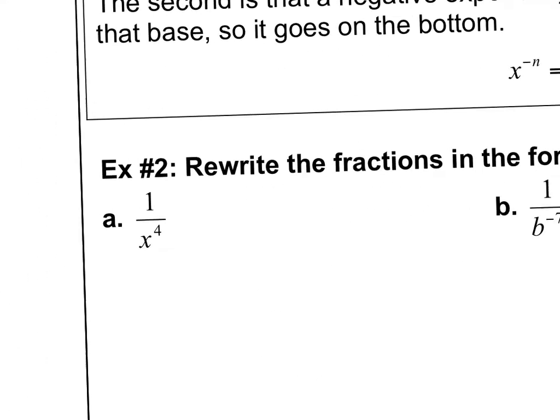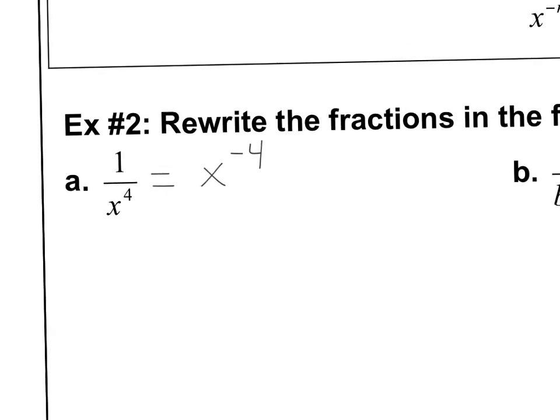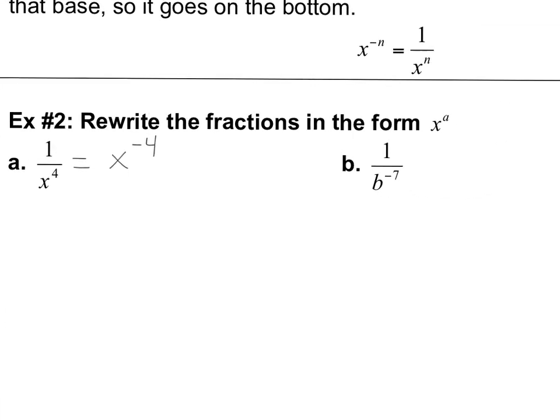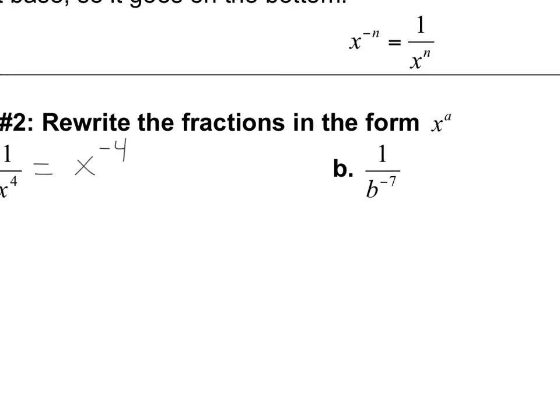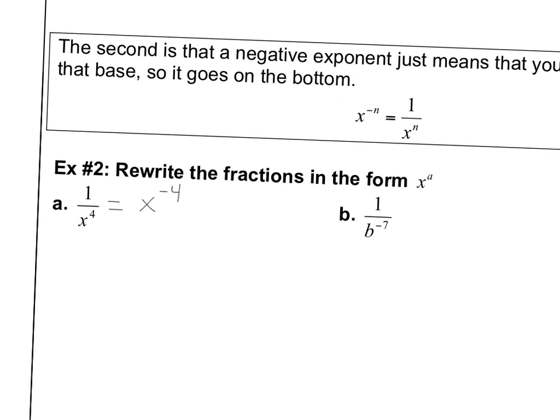So let's rewrite these. 1 over x to the 4th would be, wouldn't that just be x to the negative 4th? Right, that's just a different way of writing that one. Okay, here it says b to the negative 7th. So when it's already on the bottom and they give you a negative exponent, now you just move it back up to the top. That's literally all you have to do. So this would be b to the positive 7th.